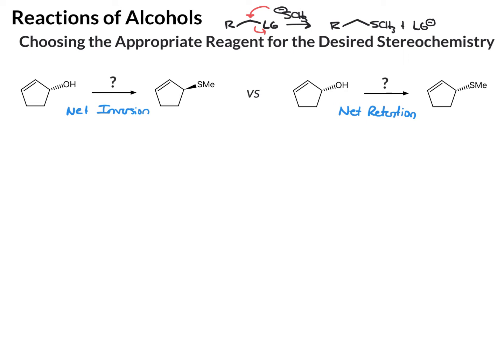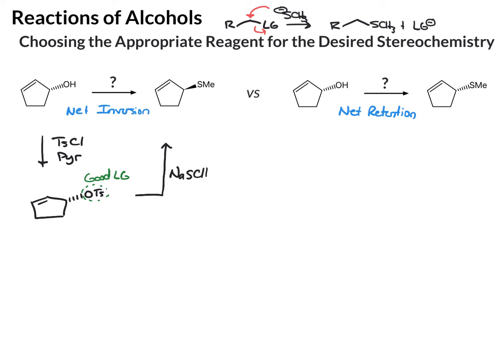So what we can do is add the tosyl chloride and pyridine. This just adds the tosyl group to the oxygen without changing the stereochemistry. So it's still back. We have the OTs, and now we have this good leaving group. From here, we're ready to do the SN2 reaction. And I'm going to use just NaSCH3.